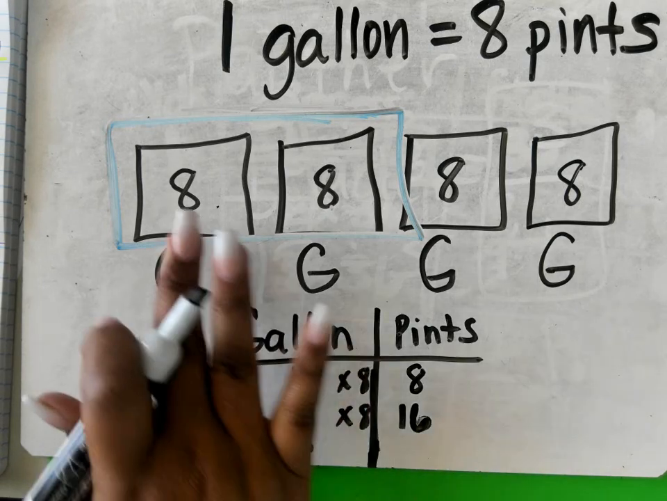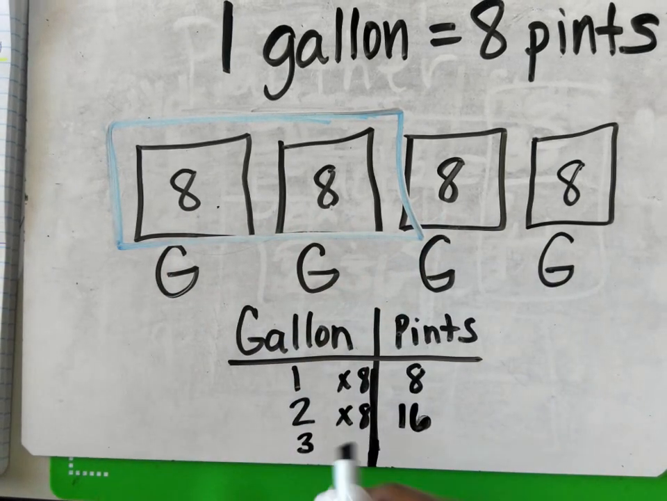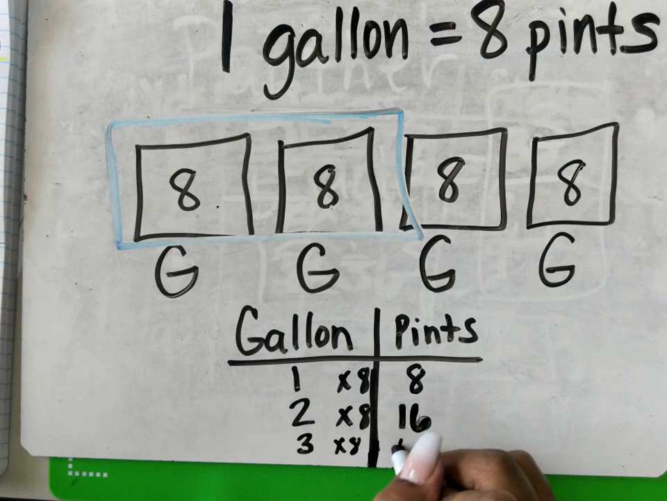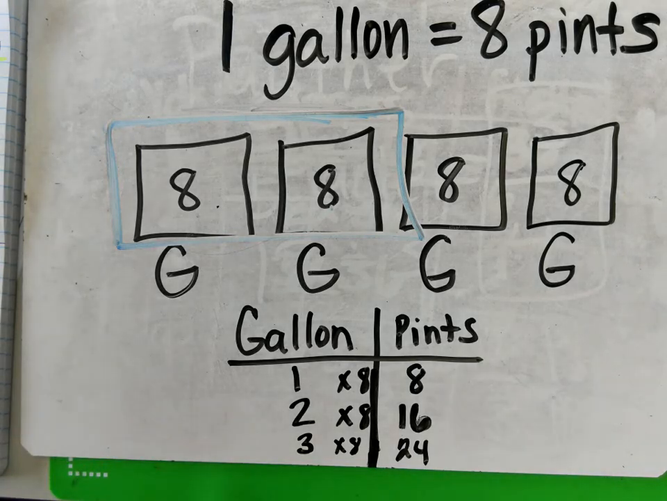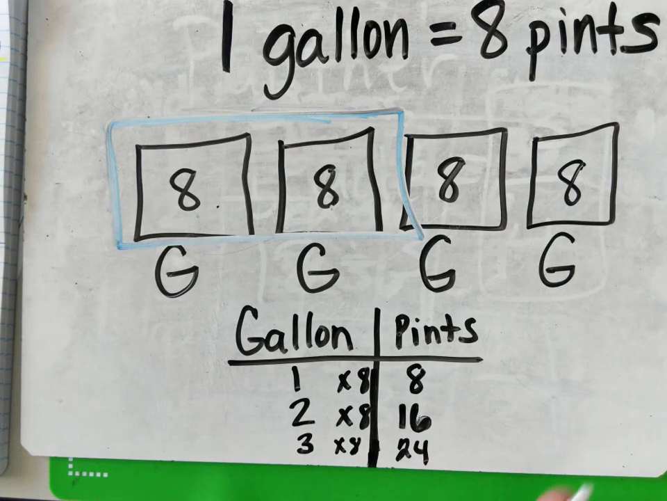3 gallons, 1, 2, 3, that is a total of 24. And so on and so forth. So 4 gallons, it'll be 32. 5 gallons, 5 times 8 is 40. So this is just for you to see the relationship of how to convert gallons to pints.